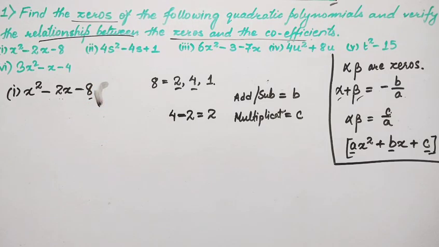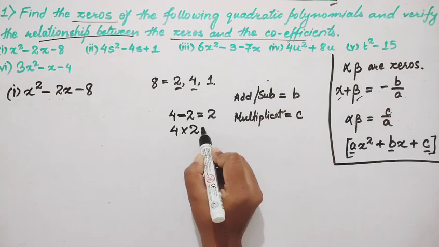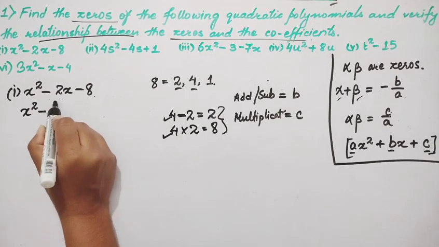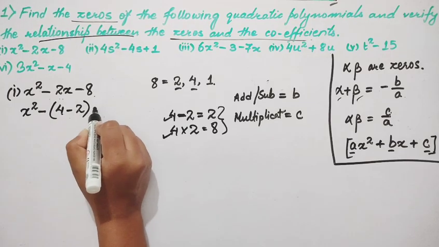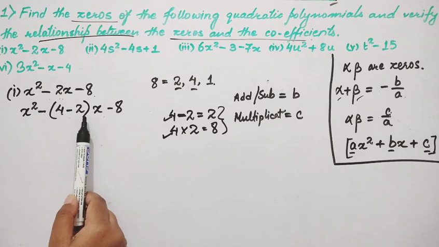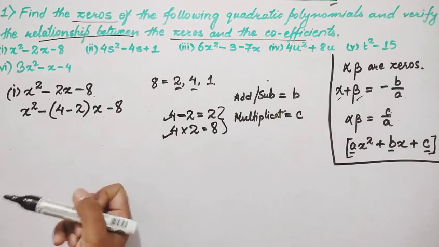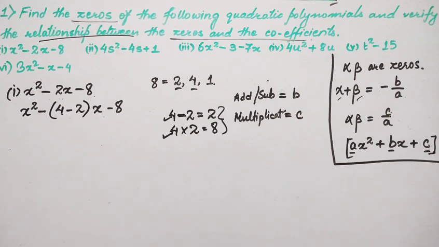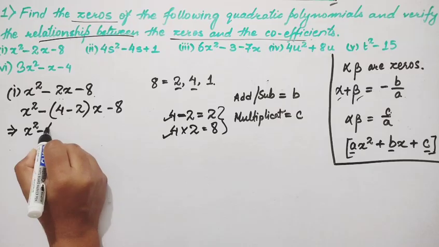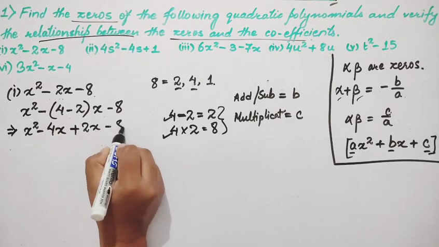So what do we do over here? We take minus. Now next what we have? 4 into 2 is 8. So these are my numbers. We write 4 minus 2 over here, x minus 8. And always remember, whenever you split the middle term, you always write the greater number before and the lesser number after it, so that it is easier to solve or it will lead to the correct answer. Next, let us open the brackets. Minus into minus is plus, 2x and minus 8.